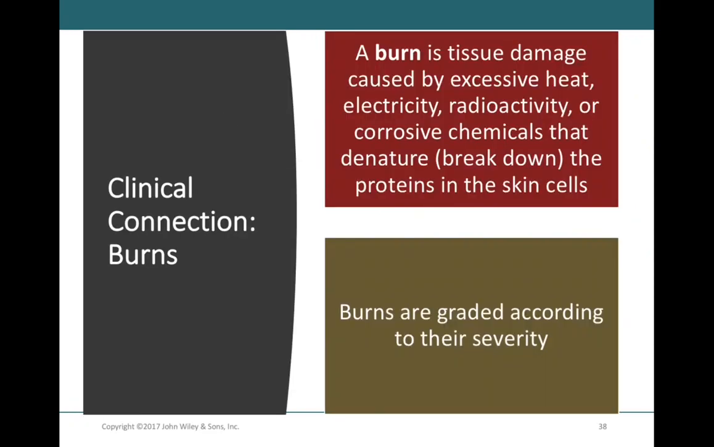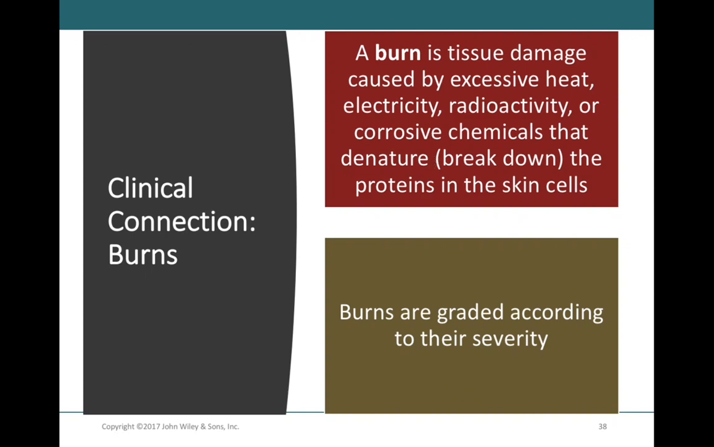Next, we're going to talk about burns. Most often when we think of burns, we think of some type of tissue damage caused by heat. But there are other things that can also cause burns to our skin. So electricity can cause burns through our skin. Radioactivity or a particular chemical can cause damage to our skin. These chemicals can denature proteins that can be found in the skin, and that's going to break down the tissue.